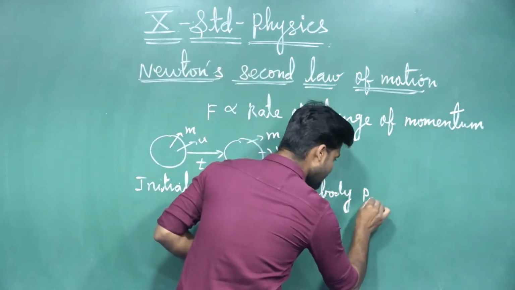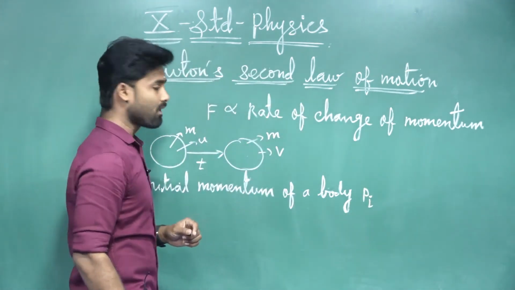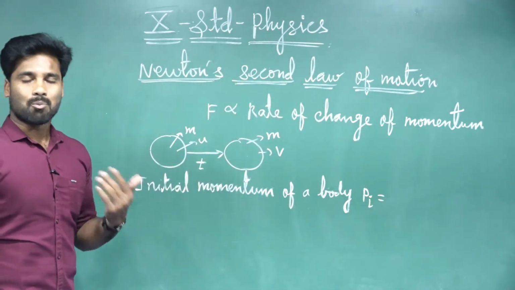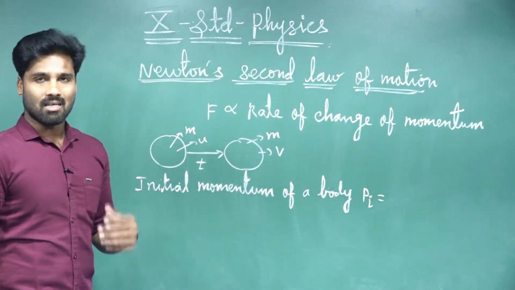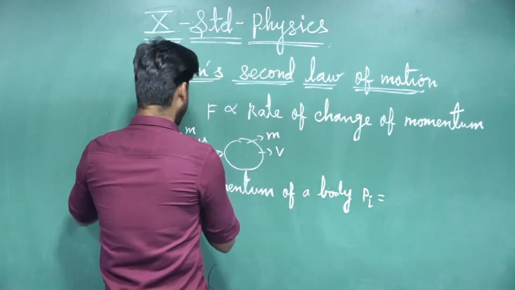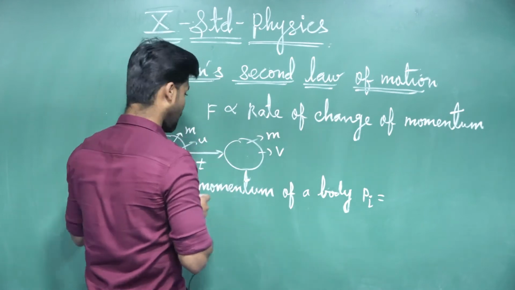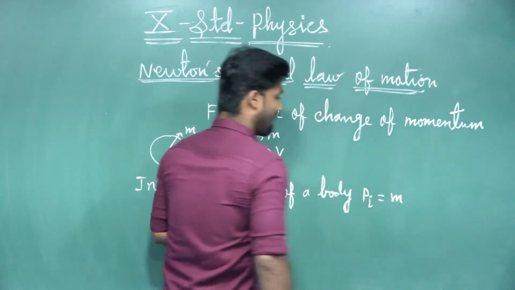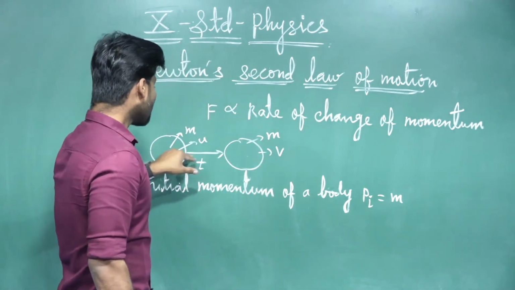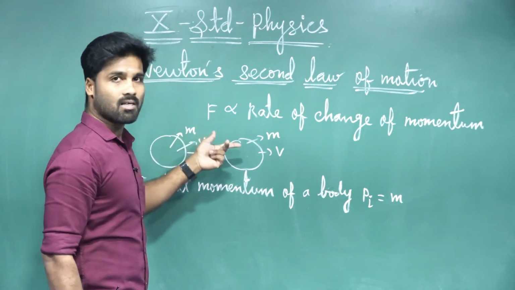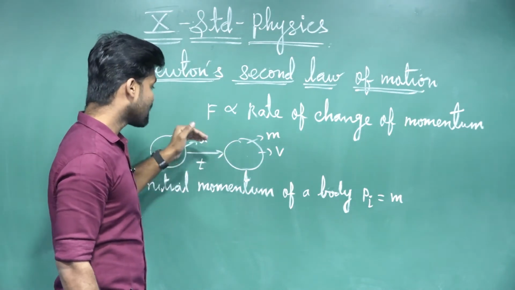Why? Because this is the initial momentum. So what is the momentum? Already told you: the product of mass and velocity. Here, the mass of the object does not change, so we write it as m. But the velocity changes.